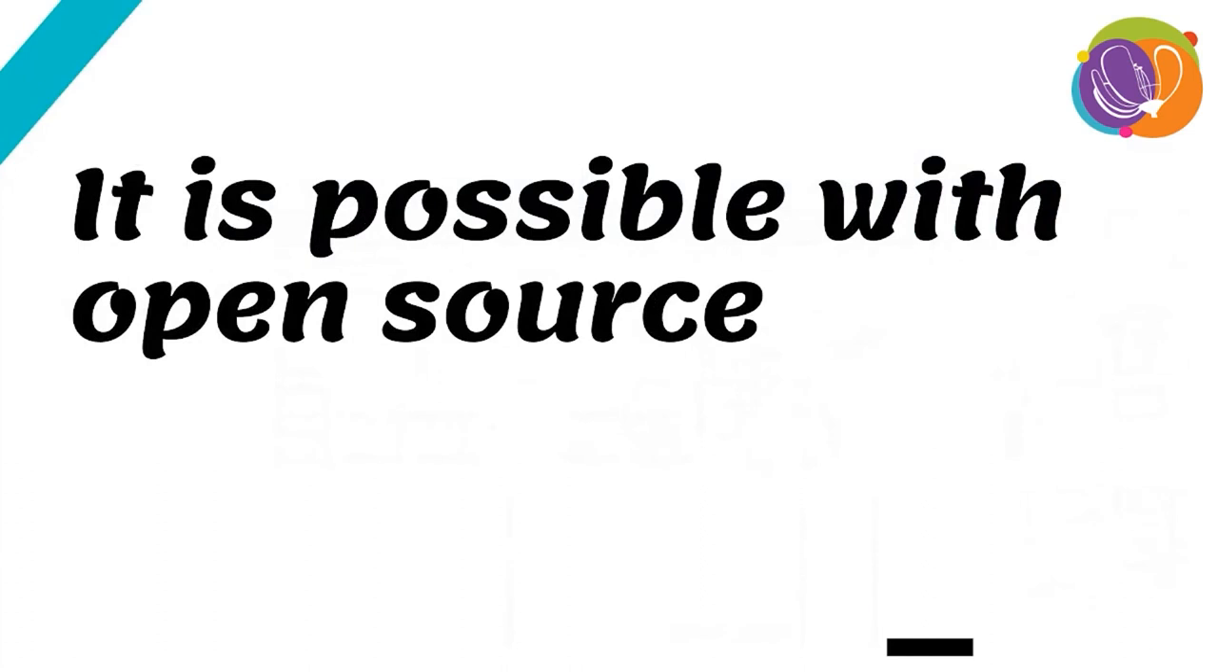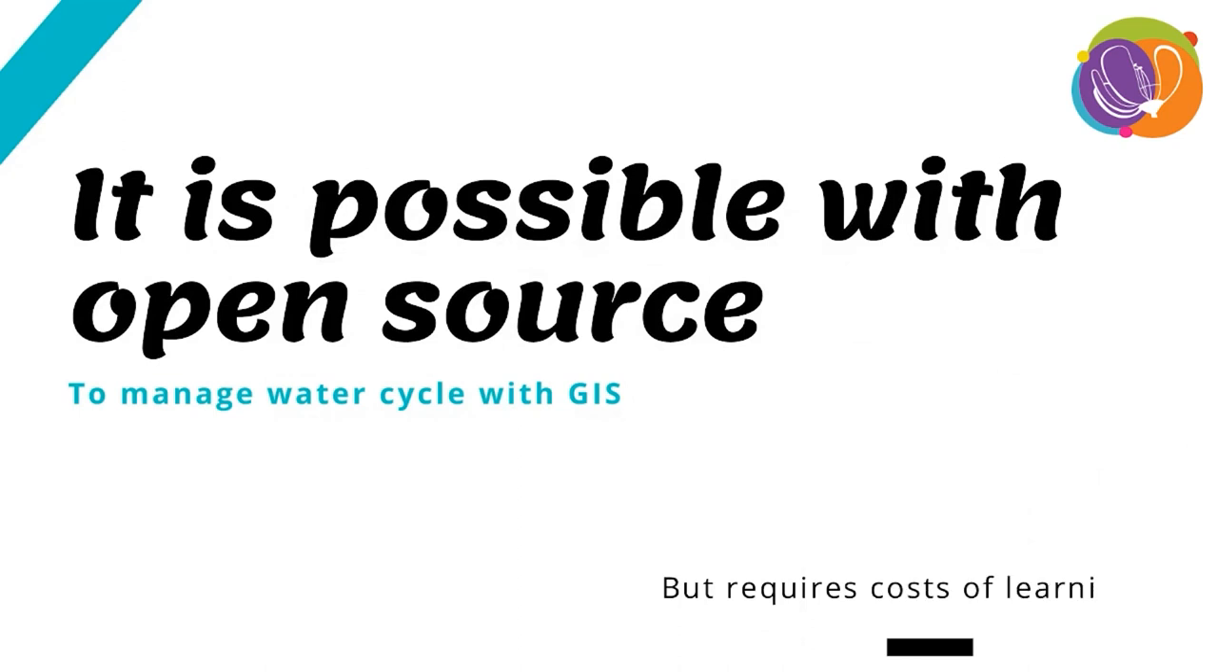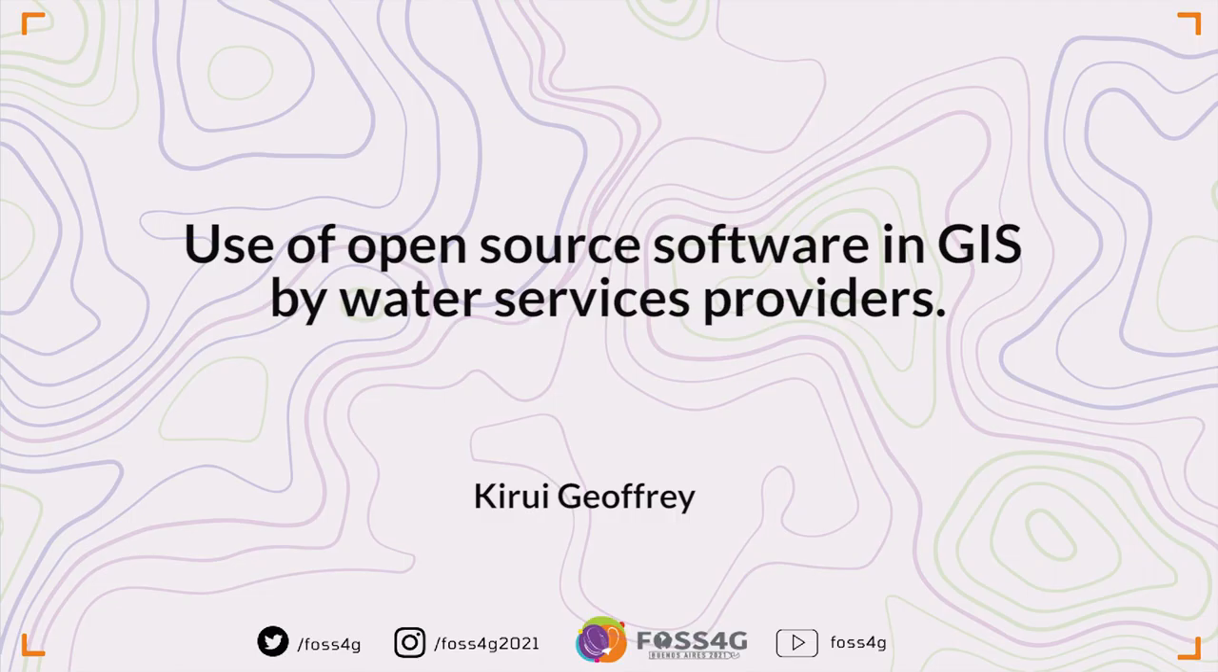So yes, it is possible to use open source to manage the water cycle. But it requires the learning of software and keeping up to date in the advancements. That is the end of my presentation in use of open source GIS in water utilities.